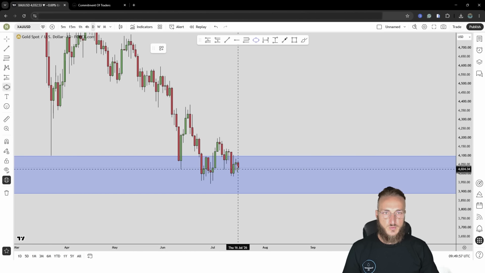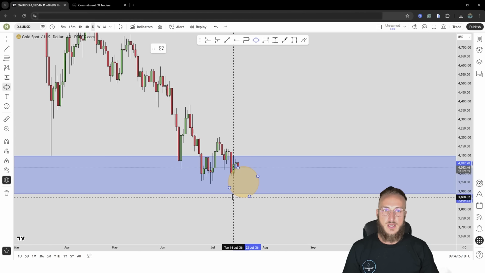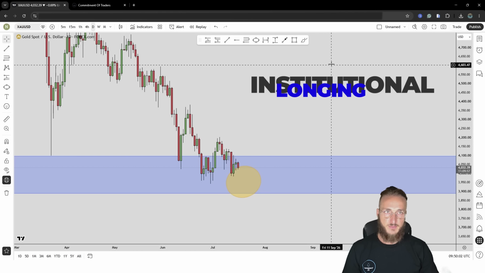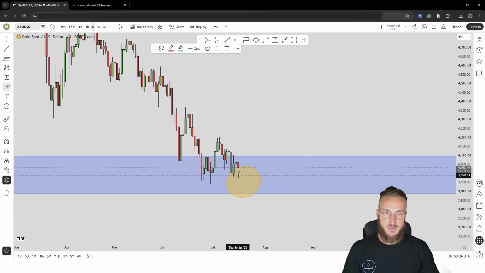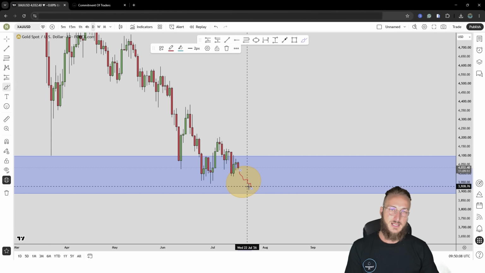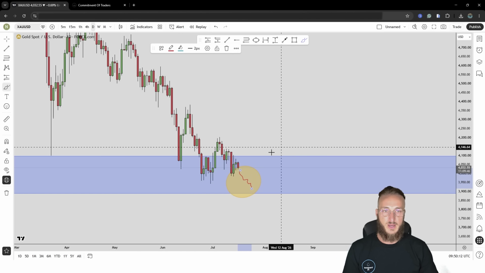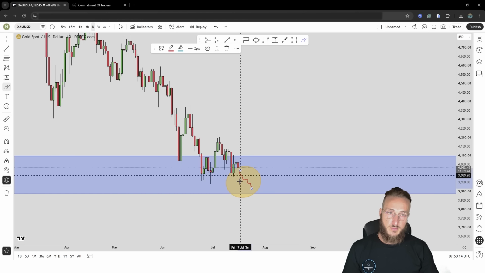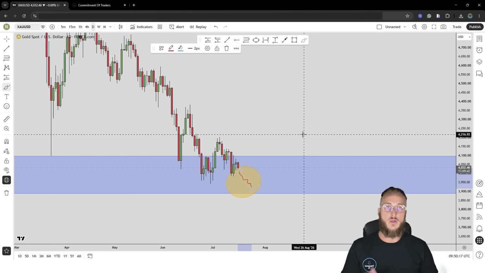So in this kind of situation, we have an area in which we could see more institutional buying, especially if we will see this push to the downside. That would be very nice to see from here, push lower, liquidating all those stop losses, and that gives the possibility for more institutional buying. So if we will see inside of here more choppy price action, what would I expect?